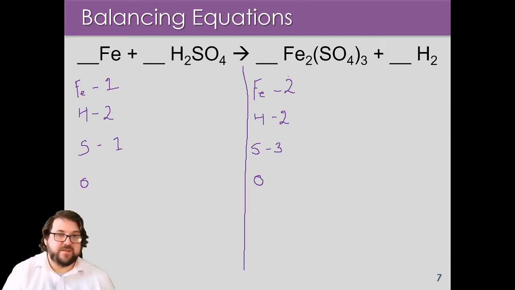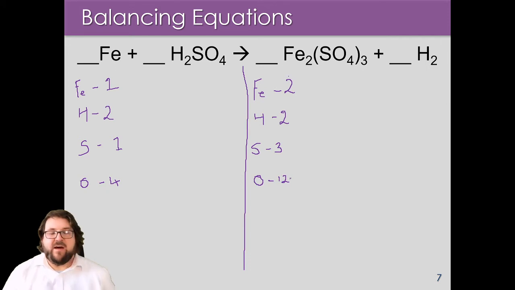3. Okay, finally my oxygens. Over on this side, I have 4 because it says SO4, and again, no number in front of it. And over on this side, I've got SO4, 3. So I've got 3 lots of the SO4 ion, which is a total of 12. There we go, 12.